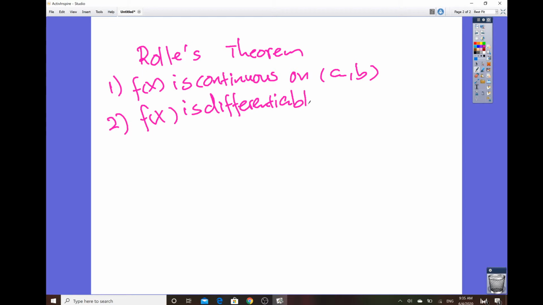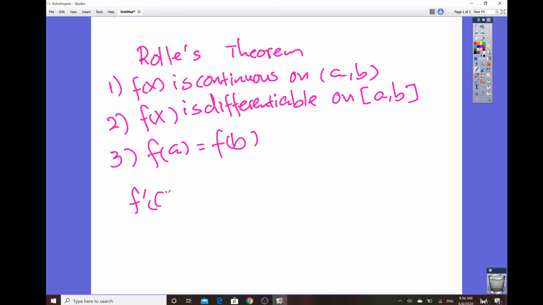Differentiable, that means you can find the derivative on the closed interval a to b. And then for c, f of a is the same as f of b. So this one, they're just considered the requirements. Make sure that you satisfy the first three conditions. And once we satisfy the three conditions, we can just set up the outcome. So the outcome is that f prime of c equals 0. And so we can find the value of c.